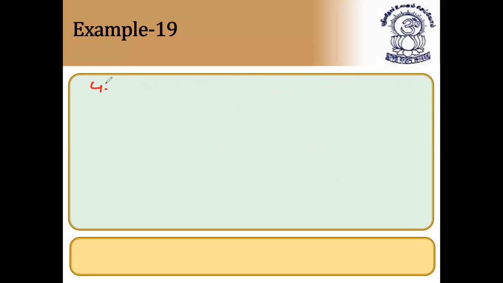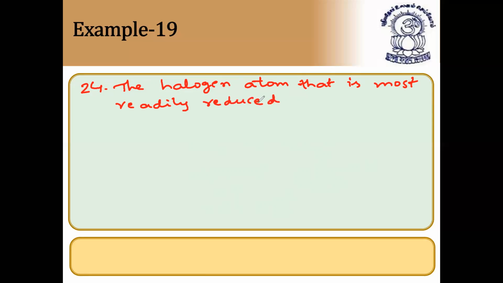Question number 24. The halogen atom that is most readily reduced is: option 1, Cl; option 2, Br; option C, iodine; and option D, fluorine.